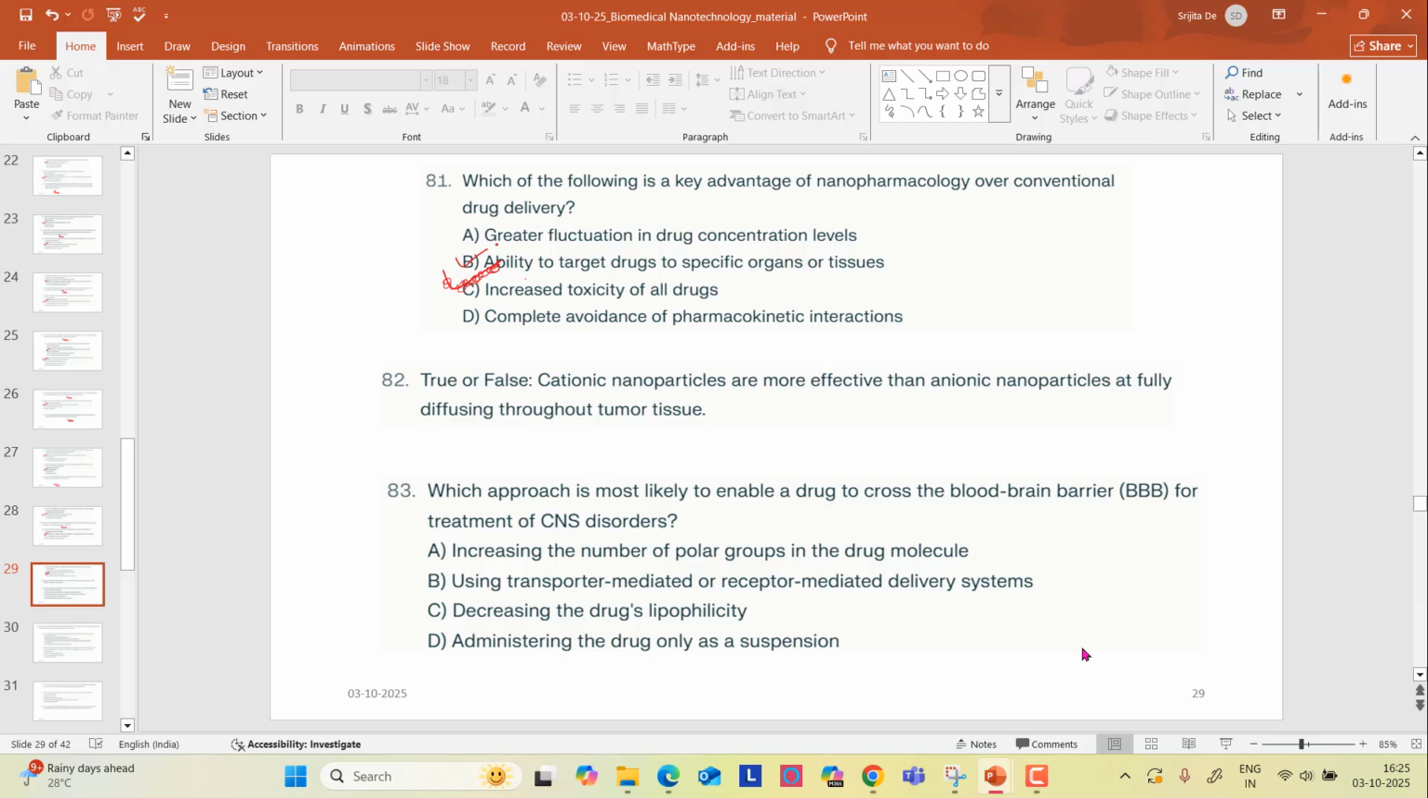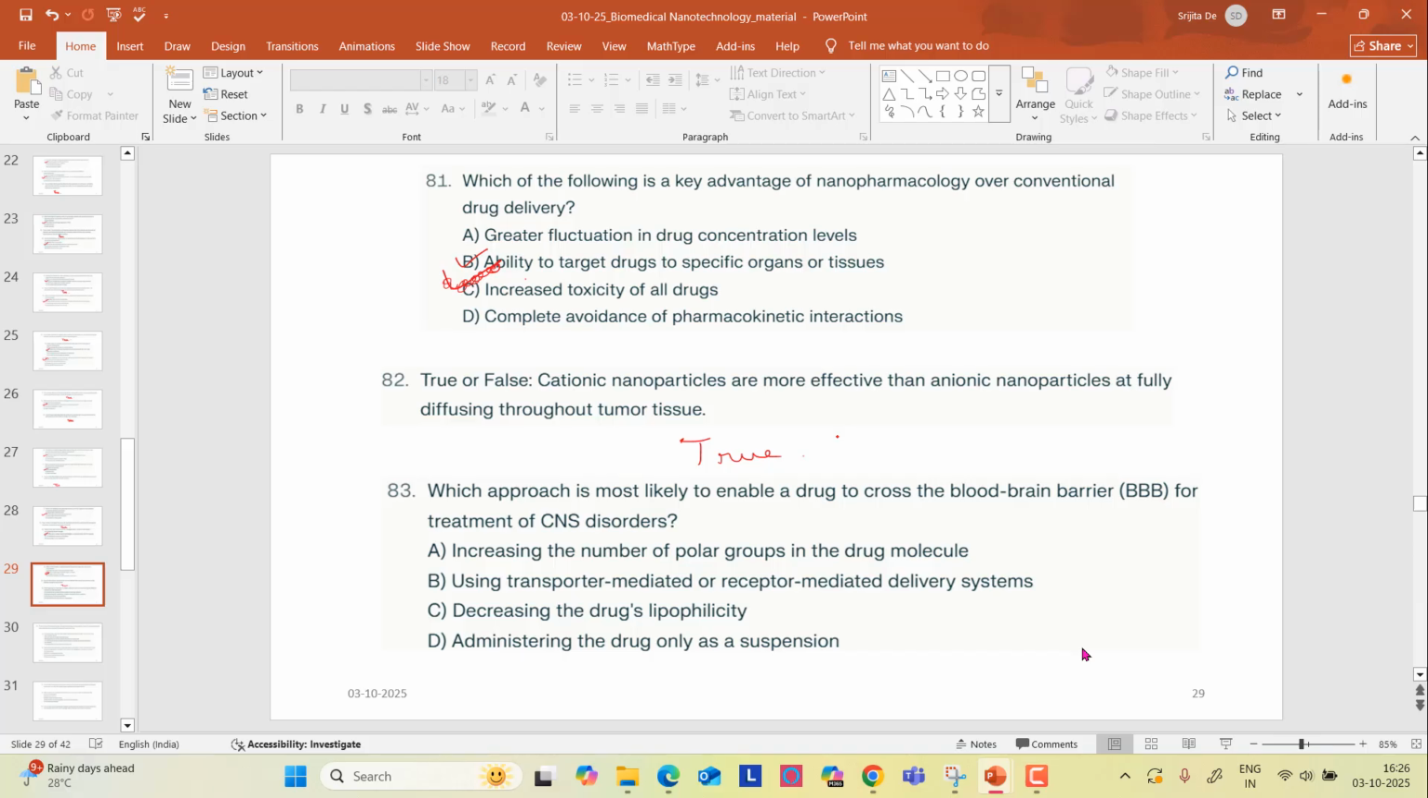Cationic nanoparticles are more effective than anionic nanoparticles at fully diffusing throughout tumor tissue. It is true. Yes, because our tissues are mostly negatively charged, so cationic nanoparticles travel more easily and diffuse more easily.